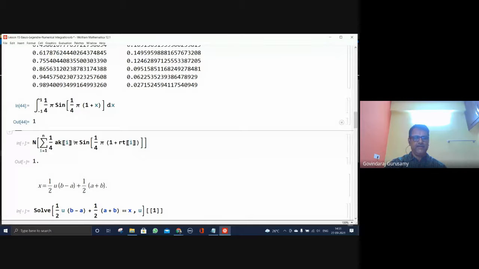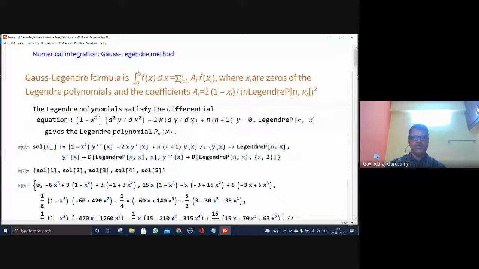Okay, now I'm going to use this A of I. You have to sum over it, from i equals 1 to n, where n is taken as 16.